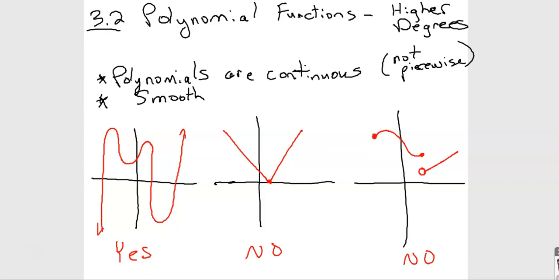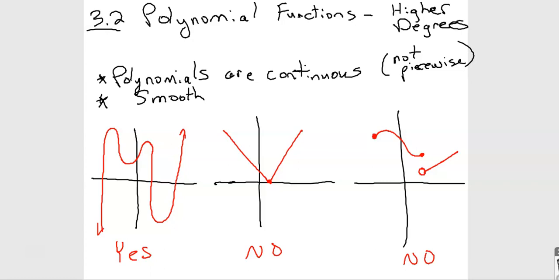So we did talk about piecewise functions and other types of functions that are not continuous. But notice one of the things for the polynomials we're going to be studying now: polynomials are continuous. So here's an example of yes, no, and no. And by the way, they're smooth. This first example is a nice smooth curve and it's continuous.